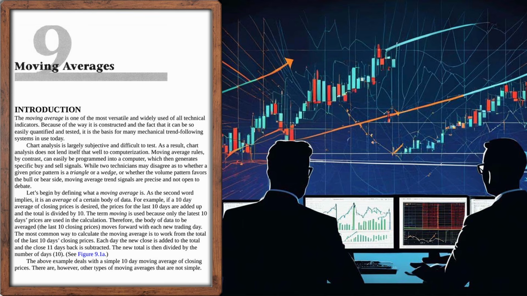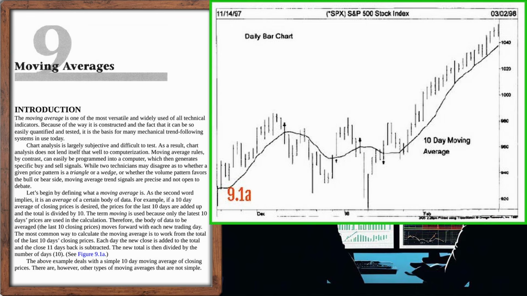The most common way to calculate the moving average is to work from the total of the last 10 days' closing prices. Each day, the new close is added to the total, and the close 11 days back is subtracted. The new total is then divided by the number of days, 10. See Figure 9.1a. The above example deals with a simple 10-day moving average of closing prices.